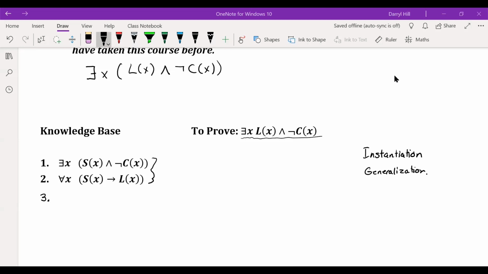I'm saying there exists an x such that that x is a student and it didn't take the course before. So I'm going to instantiate our y.